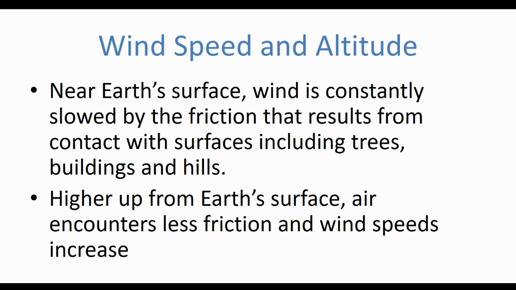Wind speed is also affected by the altitude. Near the Earth's surface, wind speed is going to be slower because of friction. Wind is constantly in contact with surfaces like trees and buildings and hills, which slows it down. But higher up at a higher altitude, the air is going to encounter less friction and wind speeds increase.